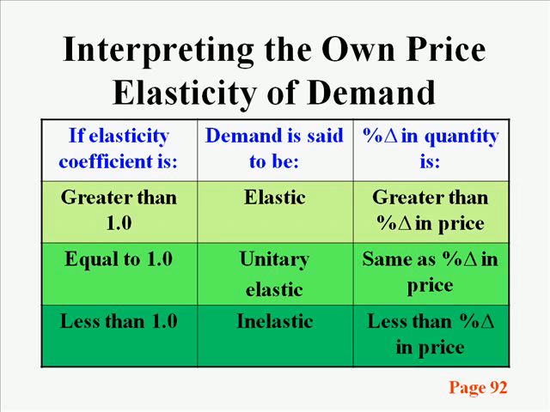If the elasticity coefficient is less than 1, so between 0 and 1, because remember we're not going negative since they're all negative, demand is said to be inelastic, which means that the percent change in quantity is less than the percent change in price. So our answer of negative 1.67, if we take the absolute value of that, becomes 1.67, which is greater than 1, so the demand for the product that we were looking at is said to be elastic.